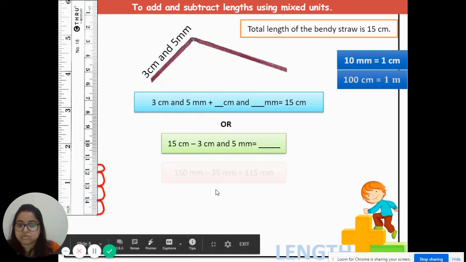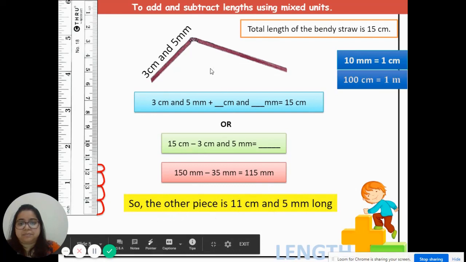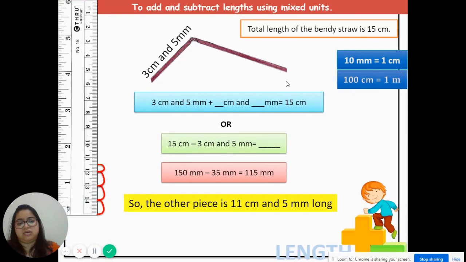Now another way to do it is to convert everything into the smaller unit. Here the smaller unit is millimeters. See, 15 centimeters we have changed to 150 millimeters. Here, this 3 centimeters and 5 millimeters, we have changed into 35 millimeters, and then we have subtracted and got our answer. Alright, so the other piece is 11 centimeters and 5 millimeters long.